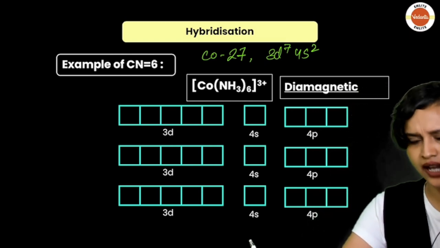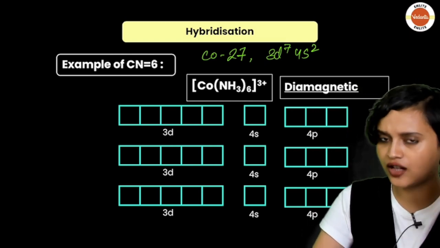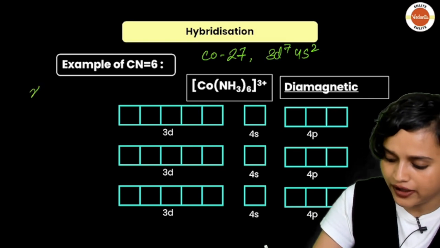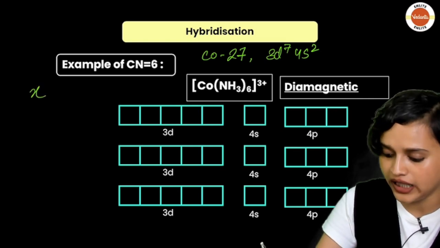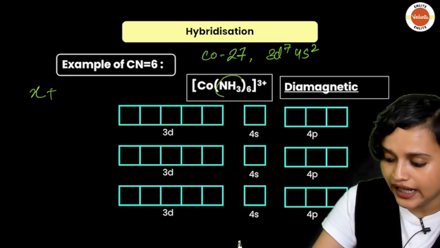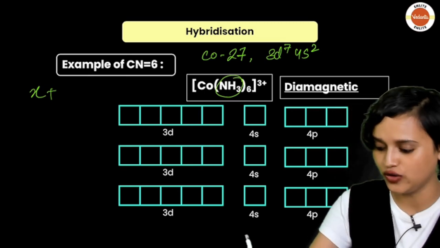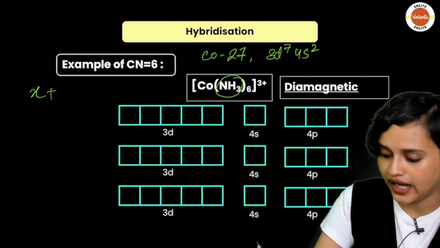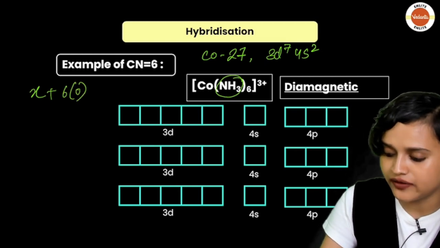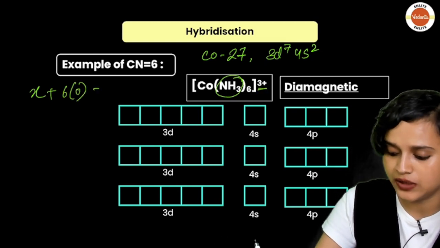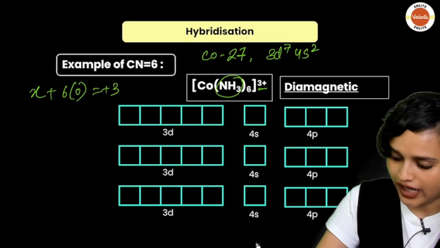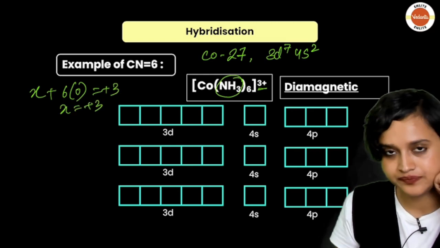I think that is the only thing that makes sense, right? Let's find out the oxidation state. How do we find oxidation state? Let's consider cobalt to be X plus. I know that NH3 is a neutral ligand. I have given you the list already, so you know NH3 is a neutral ligand. So 6 multiplied with 0, and overall charge here is plus 3. So that means X is equal to plus 3.